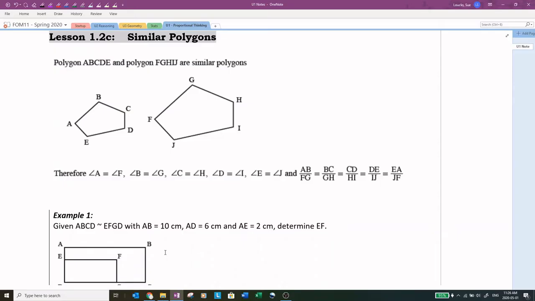All right, here we are at lesson 1.2c, similar polygons. Polygon ABCDE and polygon FGHIJ are similar polygons, and they've told us that.